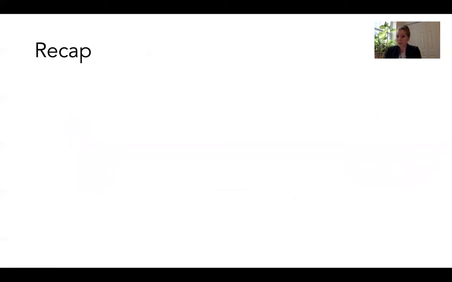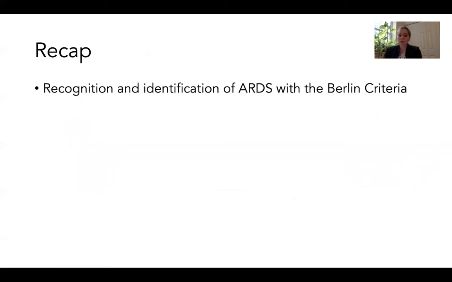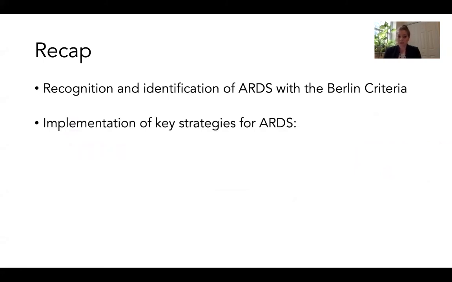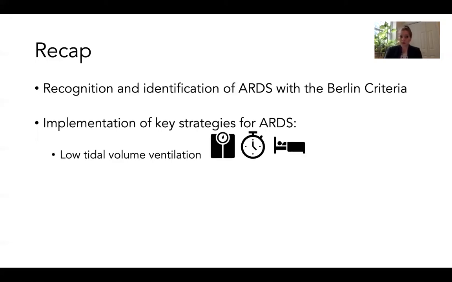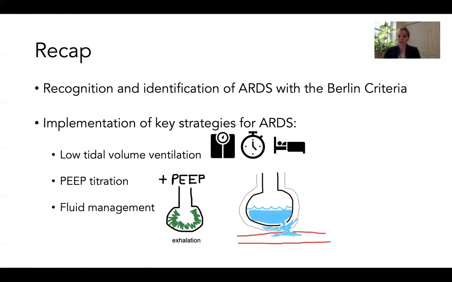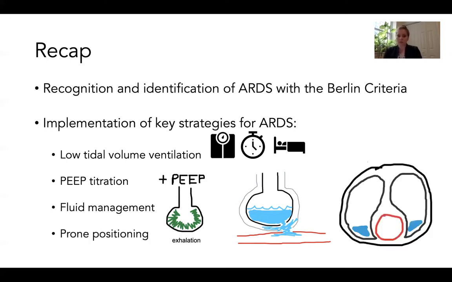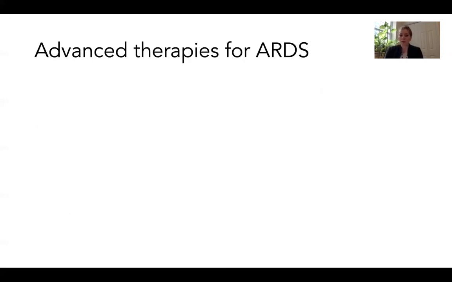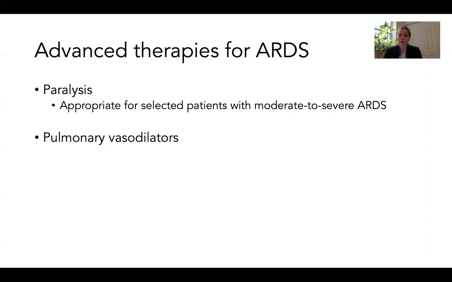Let's briefly recap what we discussed in the first video. Initially, we started by identifying the criteria used to diagnose ARDS, the Berlin criteria, and then we discussed 4 key components of ARDS care. Low tidal volume ventilation, which should be set according to the patient's ideal body weight, PEEP titration to keep alveoli recruited, deliberate fluid management to combat the accumulation of non-cardiogenic pulmonary edema, and prone positioning for refractory hypoxemia. There are other therapies that you may have heard of for ARDS, and these include paralysis, pulmonary vasodilators, and extracorporeal membrane oxygenation.